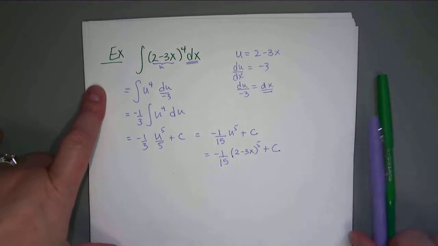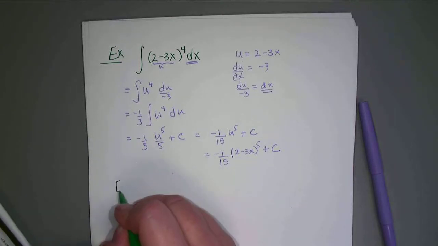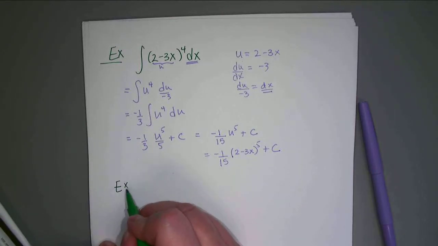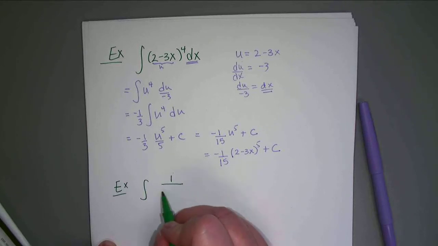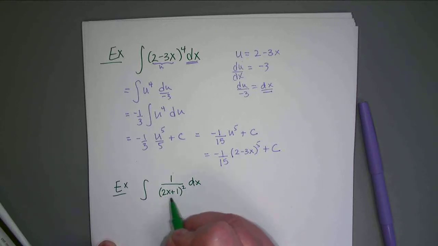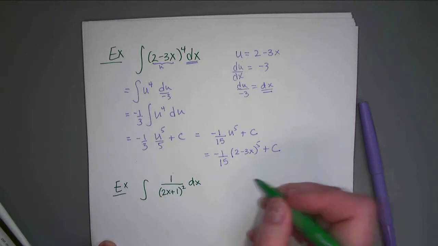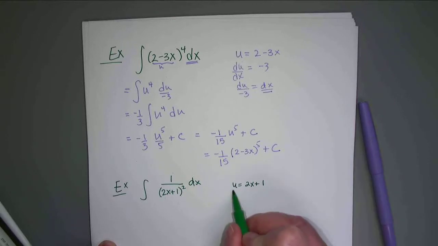Okay, so I want to do one like that. So that had a linear argument, like the inside of the bracket was linear. And then the second one will do a fraction with a bracket to a power. But inside the bracket is linear. Same rule applies. Call u the inside of the bracket. The derivative is just 2.